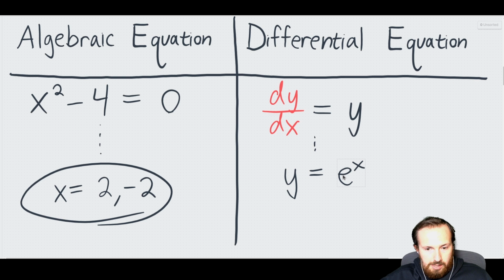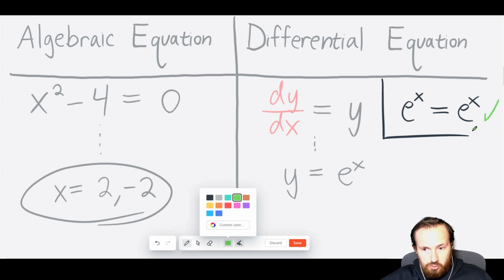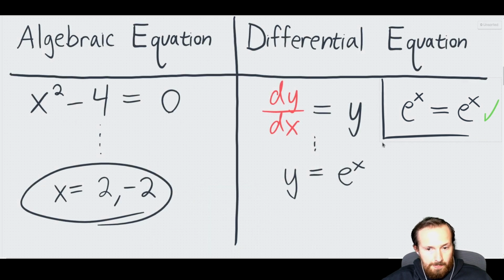So if you plug in e to the x here, you can verify that, yeah, the derivative of e to the x is e to the x. If I were to plug this in, for y we plug in e to the x, and then for the derivative of y, which is dy dx, well, that's also e to the x. So yes, for any value of x, the derivative does equal itself. That's a true statement.